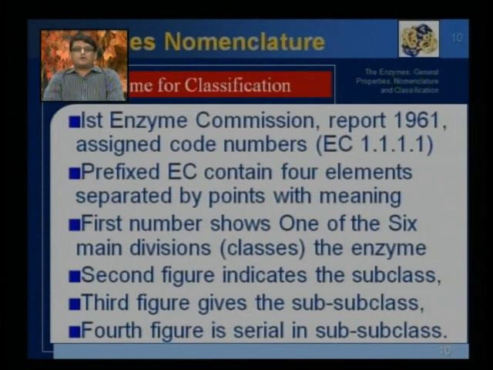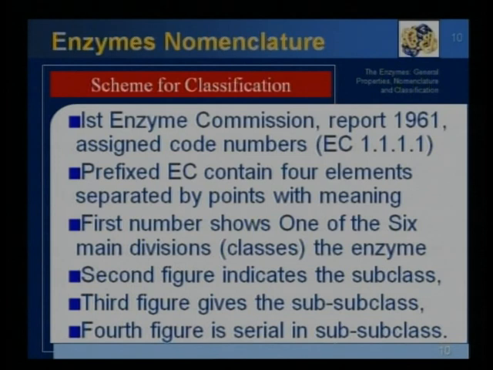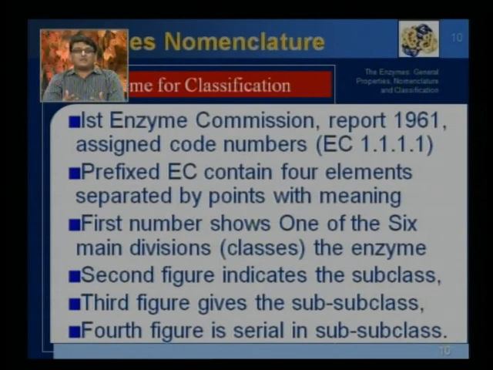The first number shows one of the six main divisions. As we move further we will understand that there are six major classes, which will be discussed later. The first number denotes the class, the second figure indicates the subclass, and the third figure gives the second part of the subclass.